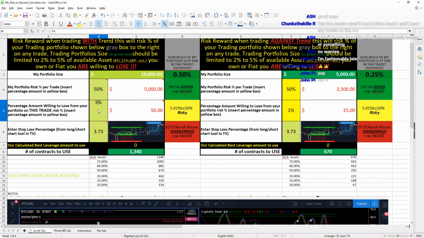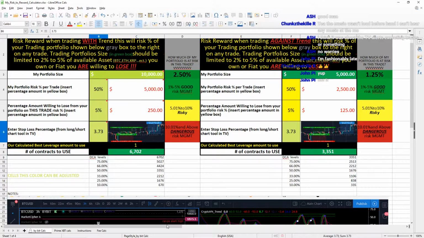50% of the stack. I only want to play with 5% of the stack, or I want to use 50%, and I want to risk 5% of the 50%. All these numbers up here are almost irrelevant. This number right here is important because this is the amount of margin that you are using in that trade. This is the amount of contracts you need, and the amount of leverage that you need, to be able to risk this amount of money.